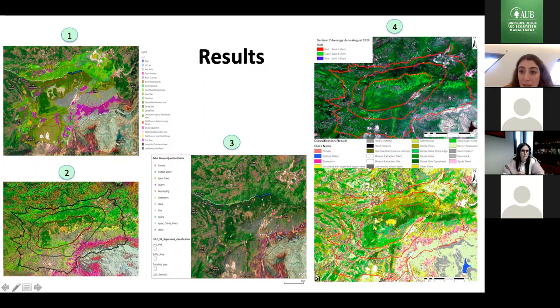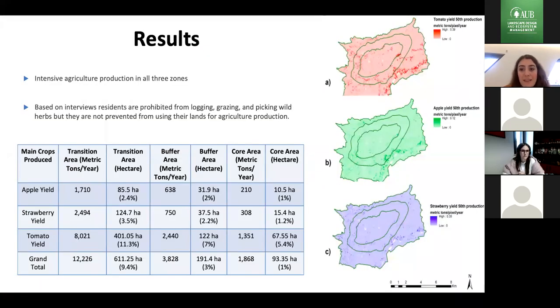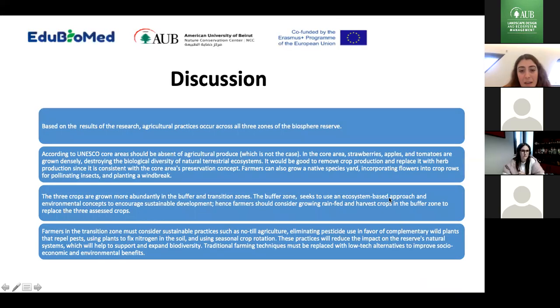And as we can see here, these are the results that were generated from the InVEST tool. We can see the different quantities of the different crops and their distribution and how much is there in each area. So we can see that there has been intensive agriculture in all three zones. And we can see the different percentages shown in the table below. As I mentioned before, there has been intensive agriculture in all three zones of the Biosphere Reserve. And we all know that UNESCO prohibits intensive agriculture in the core area, which is not the case here.